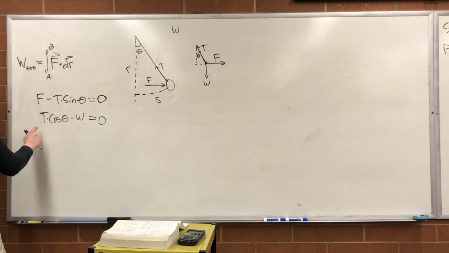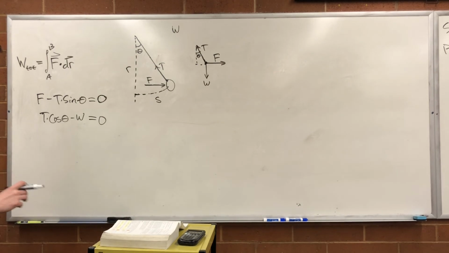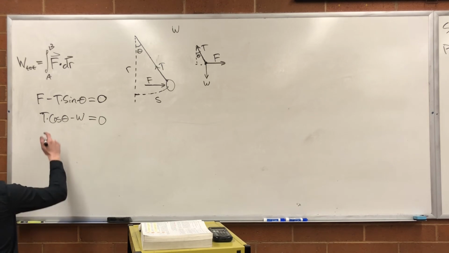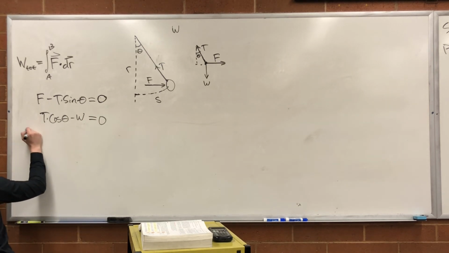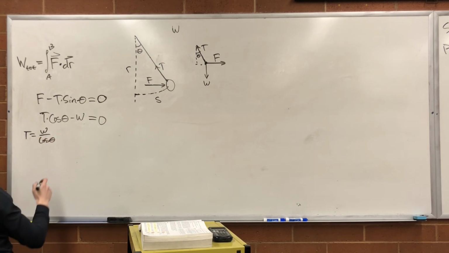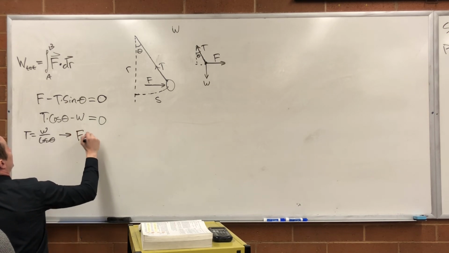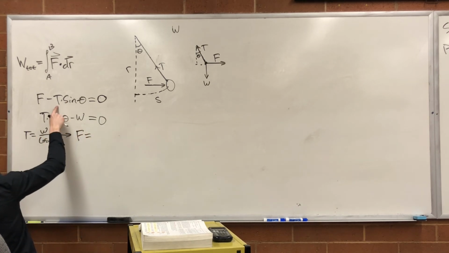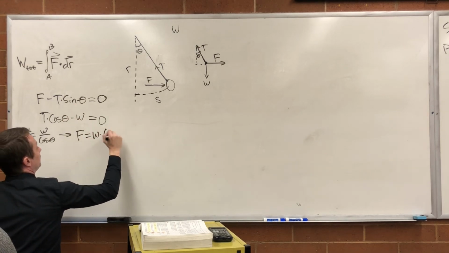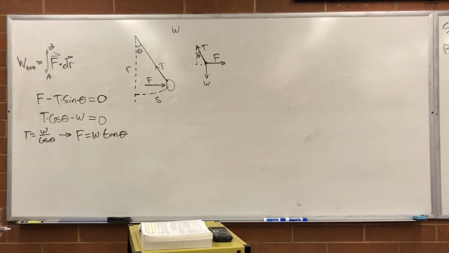Okay, so from this, we're able to get our F in terms of W, because we can solve for T in terms of W here, plug in for T, and then we can get F. See that? So from here, we can say that T is equal to W over cosine of theta, which gives me that F is equal to T times sine of theta, right? Which is going to be W times tangent of theta.